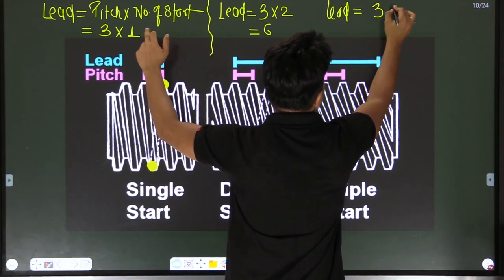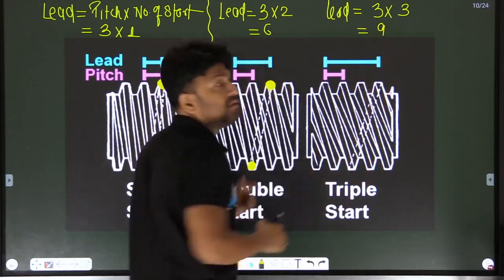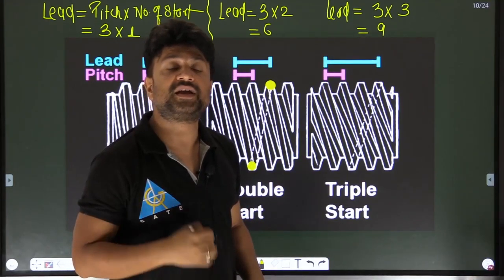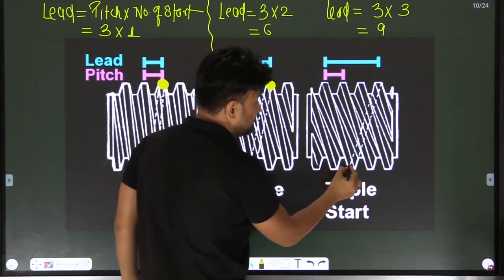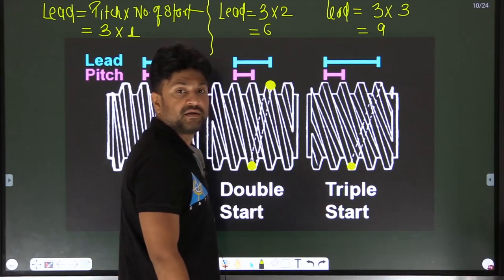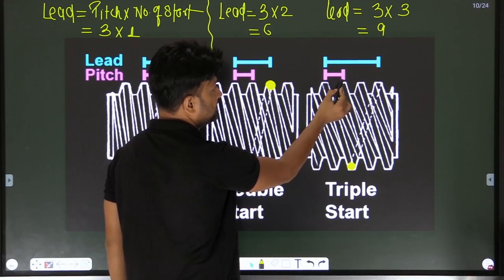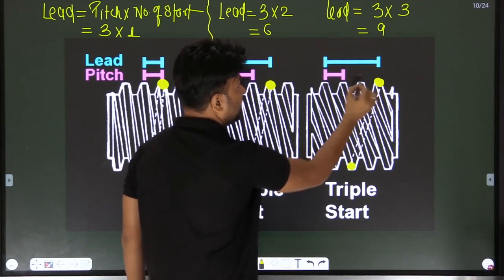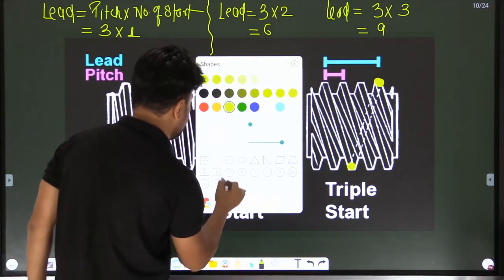Suppose the pitch is 3 and the number of start is 3. Then lead comes 9. It means if you do one rotation, there will be a linear motion of 3 times the pitch. If you are here, you have to cover this pitch, then this pitch, then this pitch. Am I clear, my student?